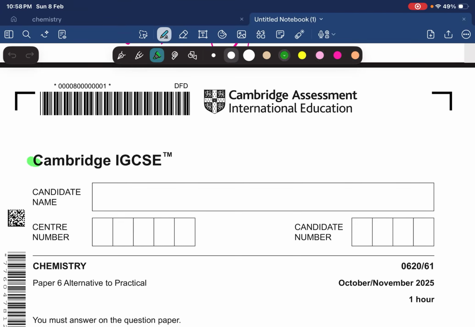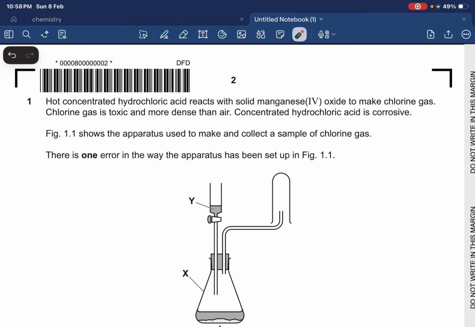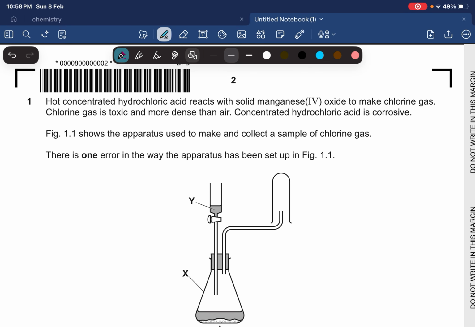We're going to be solving Cambridge IGCSE Chemistry Paper 6 Alternative to Practical, October-November 2025, Paper 61. The first question states, hot concentrated hydrochloric acid reacts with solid manganese IV oxide to make chlorine gas. We don't know this reaction. This reaction is not part of the syllabus, but since the examiner is telling us so, okay. Let's see what happens next.